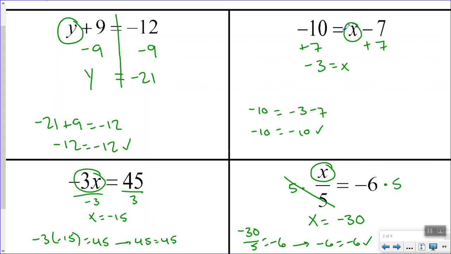In our example up top, just because the variable side and the plain number side have switched locations, that doesn't mean we're going to do anything differently to solve it. I still see subtraction, I undo that with addition. I get an answer of -3. In the bottom corner, remember that any time the number is right next to the variable, when we have a coefficient, that means that we're multiplying. So we need to undo multiplication with division, and we get an answer of -15.